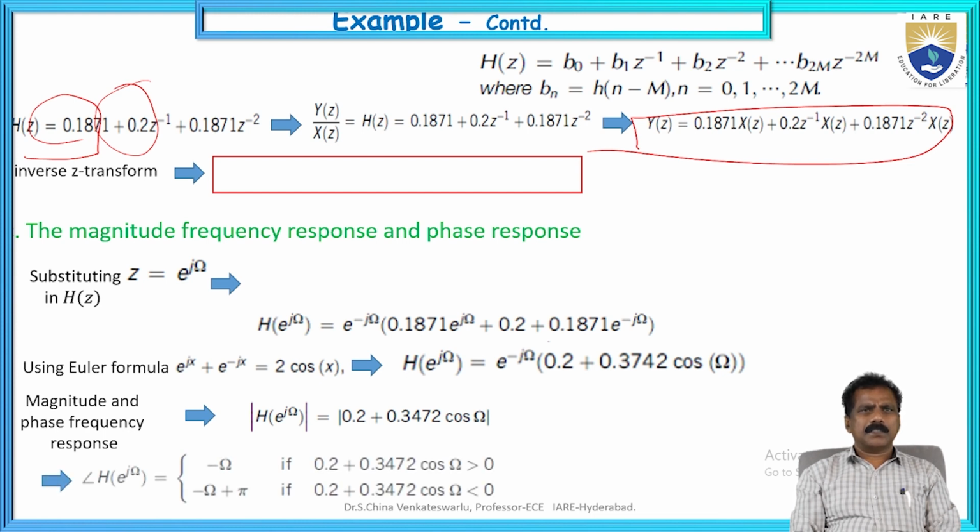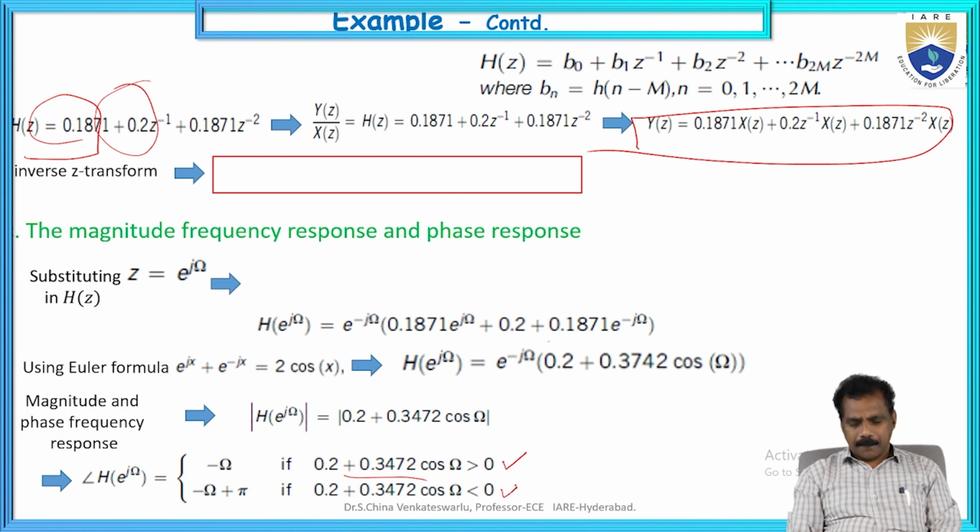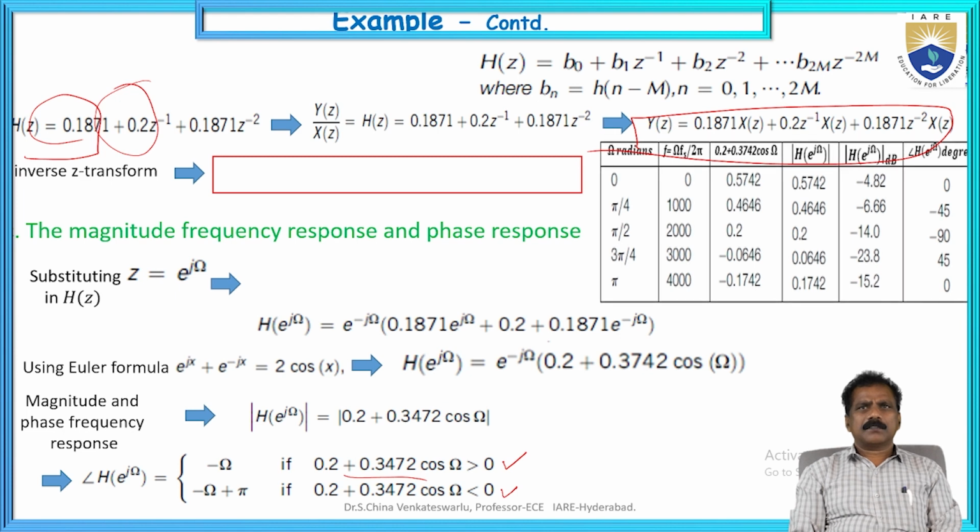With this, the angle of H of e power j omega is equal to minus omega if 0.2 plus 0.3472 cos omega is greater than 0, and minus omega plus pi if 0.2 plus 0.3472 cos omega is less than 0. So graphically you have to verify this using the radians, with f equal to omega fs by 2 pi and so on.